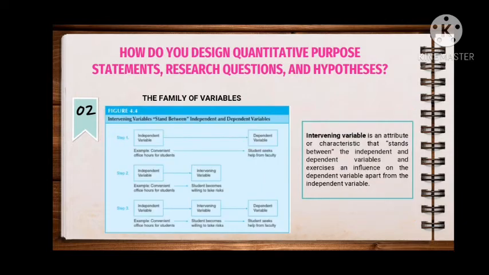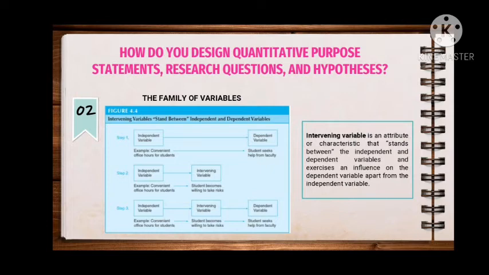Okay, we move to the next part. It is about intervening variables, which stand between independent and dependent variables. From figure 4.4, the first step is we decide the independent variable. In here, the example is convenient office hours for students. And then after we create the independent variable, we can move to the dependent variable. The dependent variable is a student seeks help from faculty.